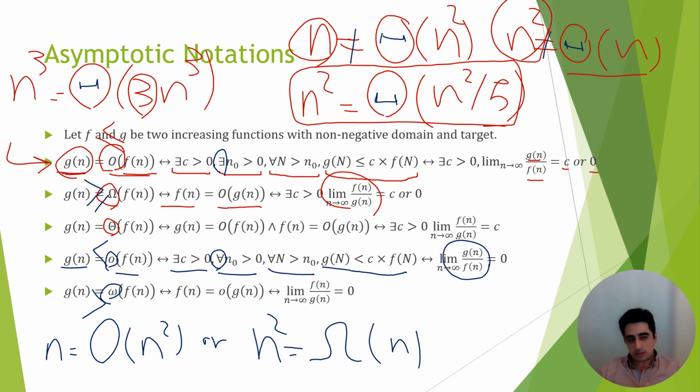The last notation is small omega. Small omega is the opposite of small o. I can simply say g of n is small omega of f of n if and only if f of n is small o of g of n. That basically means the limit of f over g when n goes to infinity should be 0. As you see, for small o I had g over f, for small omega I have f over g.